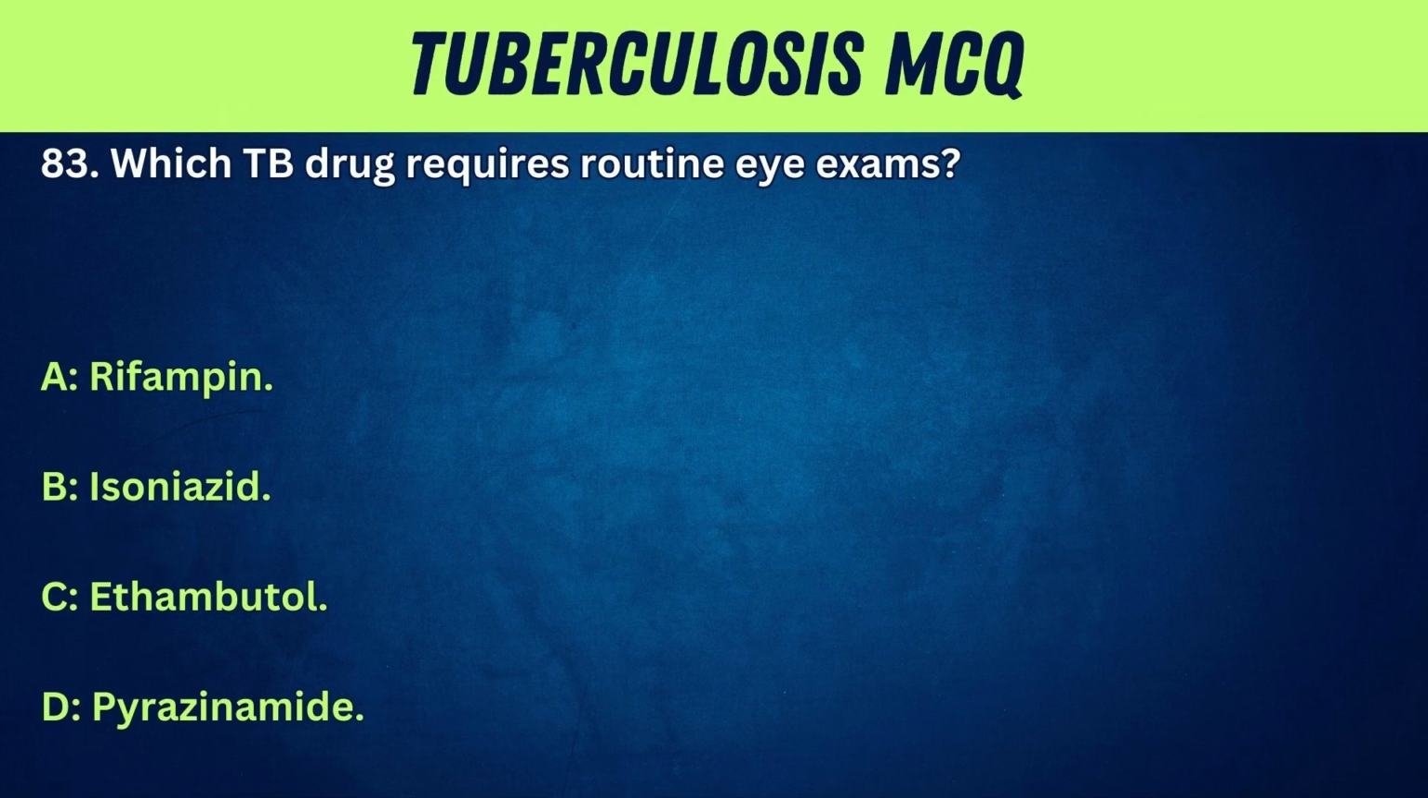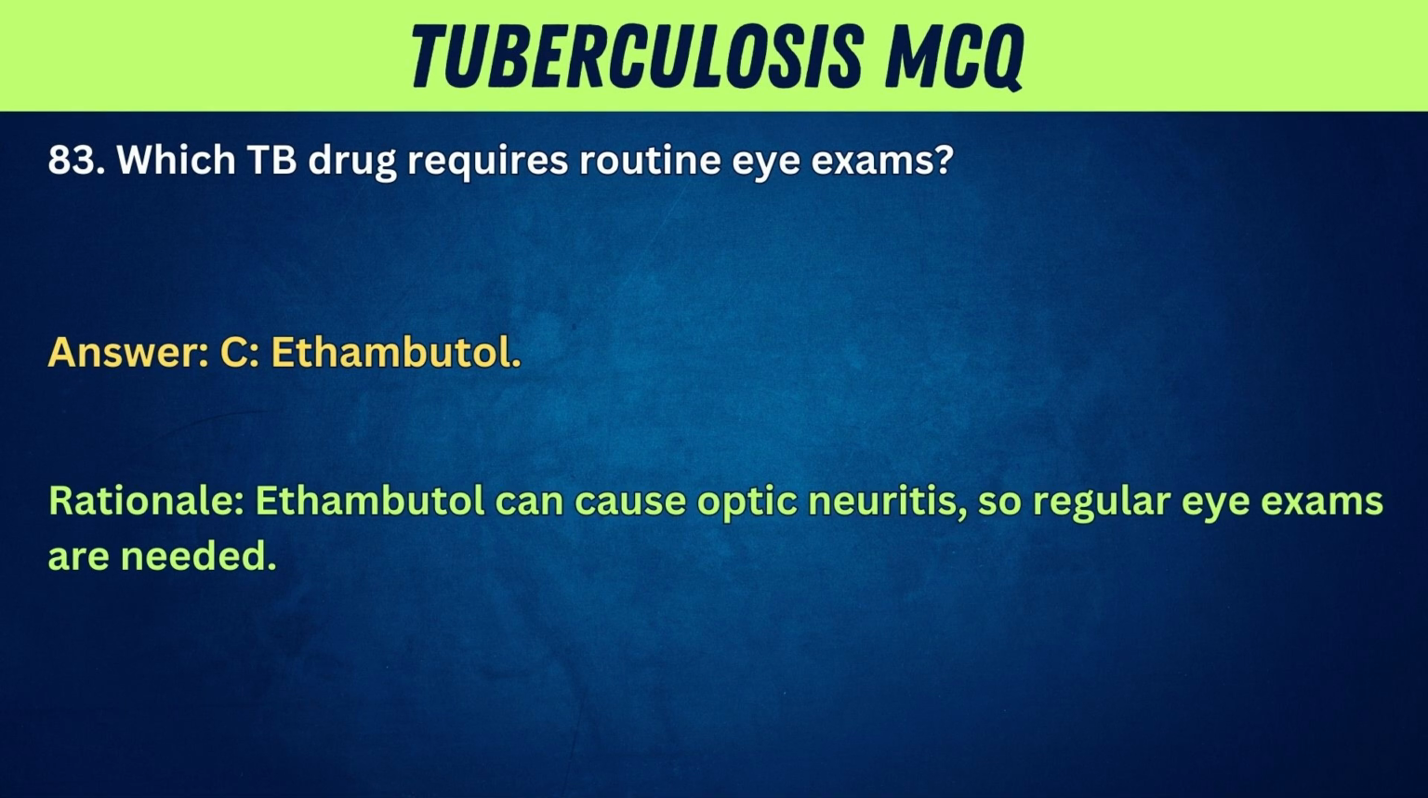83. Which TB drug requires routine eye exams? A. Rifampin. B. Isoniazid. C. Ethambutol. D. Pyrazinamide. Answer: C. Ethambutol. Rationale: ethambutol can cause optic neuritis, so regular eye exams are needed.